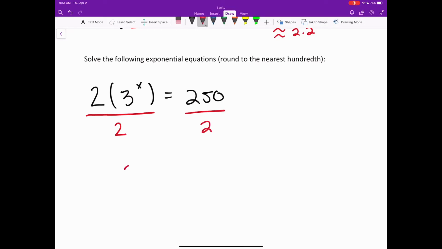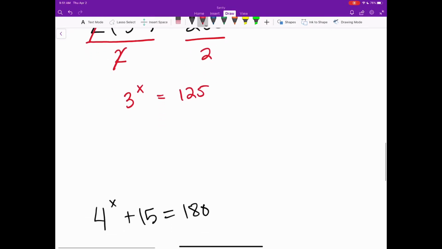So that's going to get rid of my 2 here. I'm just going to be left with 3 to the power of x equals 125. And now I can ask myself, can you write this as a logarithm? Because 3 to the power of x equals 125, I don't know what x is right now, right? I've got to use the change of base formula somehow. And in order to use the change of base formula, I'm going to have to put it into a logarithm equation. So I'm going to say log base 3 of 125 equals x.